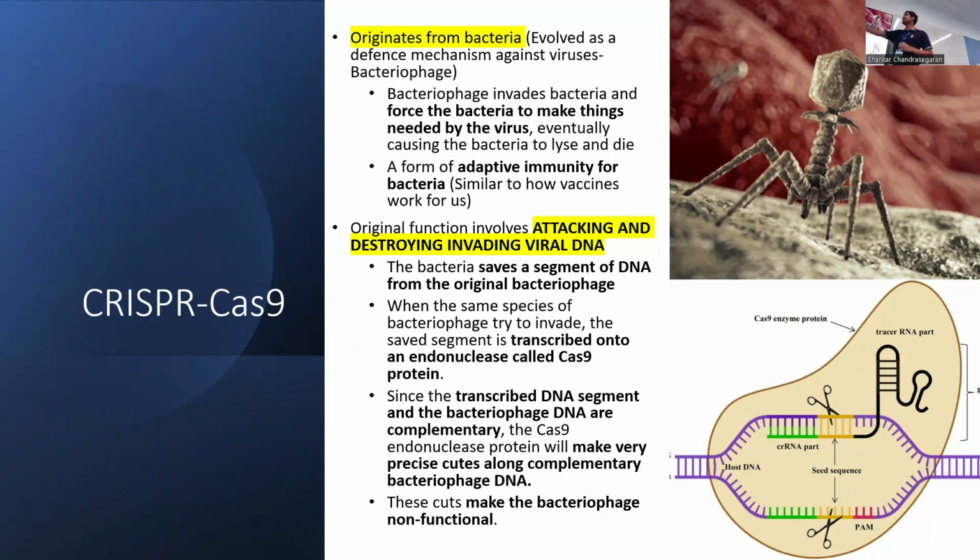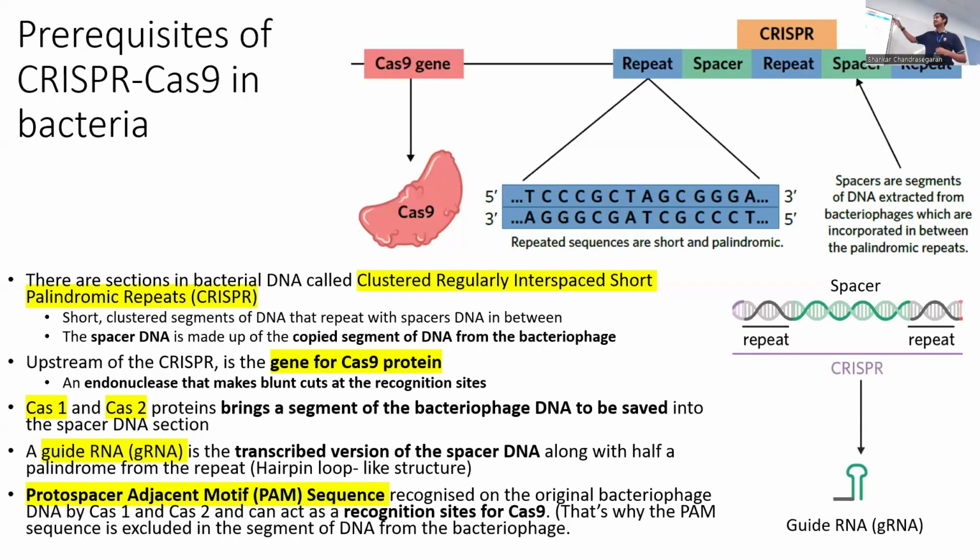CRISPR-Cas9 is a form of adaptive immunity for bacteria. Similar to how vaccines work on us, bacteria have this system to protect themselves from the virus that originally attacked them. The bacteriophage attacks the bacteria, and if the bacteria manages to survive, it will take a segment of the bacteriophage DNA and put it at the spacer. This is basically protecting itself from the same bacteriophage attacking it in the future.